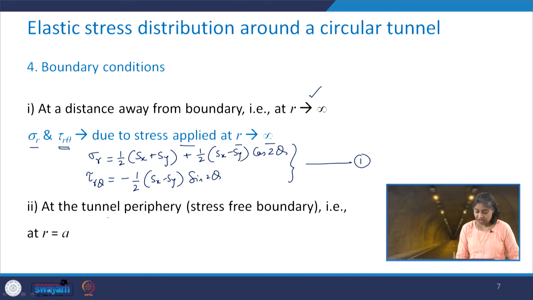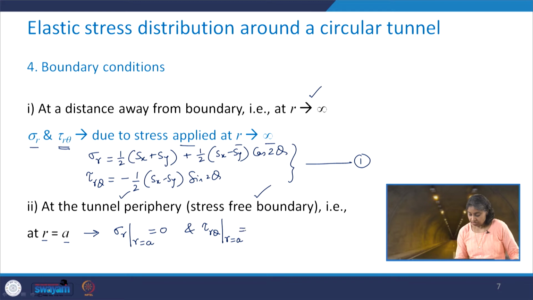Now, another boundary condition will be at the tunnel periphery. Once you excavate, the tunnel periphery will become the stress free boundary. So, what will happen at r equal to a? You will not have any stresses. So, at this location, sigma r at r equal to a will be equal to 0, and tau r theta at r equal to a will be equal to 0. I make this equation number 2. So, these are the two boundary conditions here.